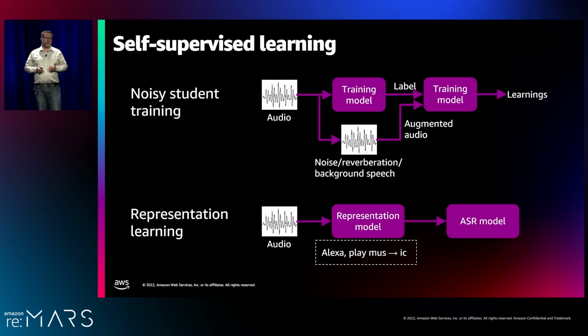We can do that in a variety of ways, but in the example I have here, we're giving the model several seconds of audio, and then it has to predict what the next couple of seconds of audio are. In this one, we gave it "Alexa, play Muse," and it predicted that it should have been "Alexa, play music." Once we train this model to understand the structure of speech, we can then change the objective function of the model to perform ASR tasks, and then fine-tune that on ASR examples to train an ASR model.